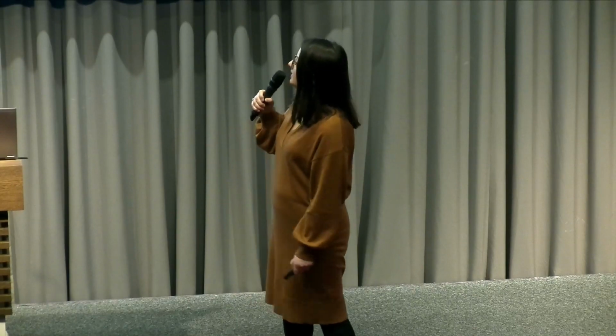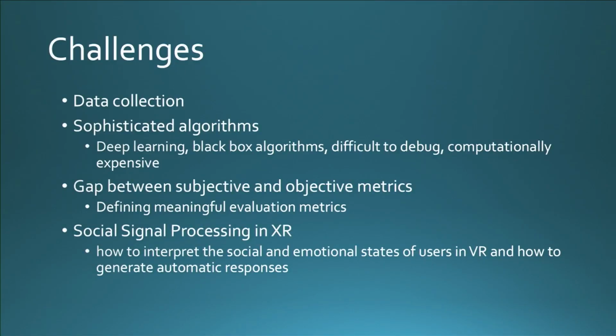So in animation research, we always do subjective and objective evaluations together. We always ask the users or experts or animators how they perceive the animation quality. And finally, social signal processing in XR is an interesting area. How to interpret the social and emotional states of users and how to generate automatic responses. There's quite some work done on social signal processing in human-robot interaction or computer vision. But what are the challenges in particular in VR or AR? This is still an ongoing area.